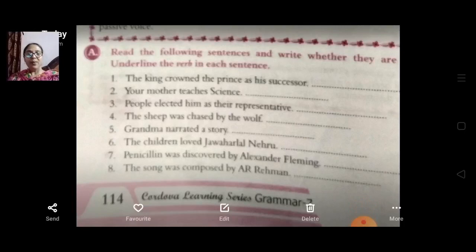As you all know, we have studied how to change active to passive voice in present tense. Today we are going to solve exercises based on present tense. So let's start solving. Before solving the exercise, I would like to revise the rules we learned yesterday. So, let's revise the rules first.